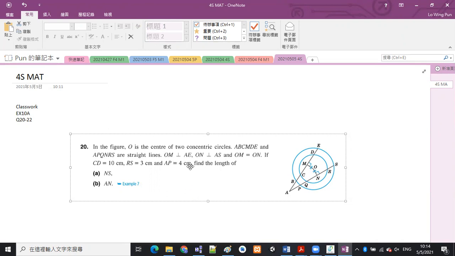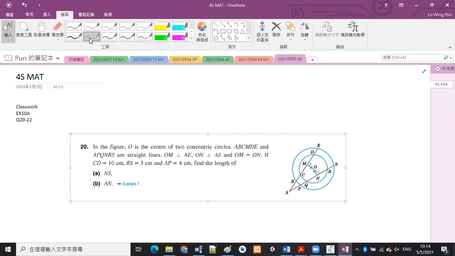If CD is equal to 10 cm, so this part is 10. And then RS is equal to 3. And AP is equal to 4 cm. Question asks to find the length of NS.